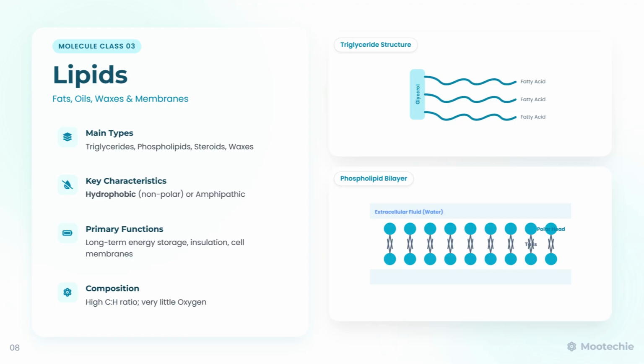Or they're amphipathic, having both water-loving and water-fearing parts. Their primary functions include long-term energy storage, insulation, and forming cell membranes. The slide shows the structure of a triglyceride with 3 fatty acids attached. It also depicts a phospholipid bilayer, which forms the cell membrane, showing how the phospholipids arrange themselves with their heads facing the water, both inside and outside the cell.